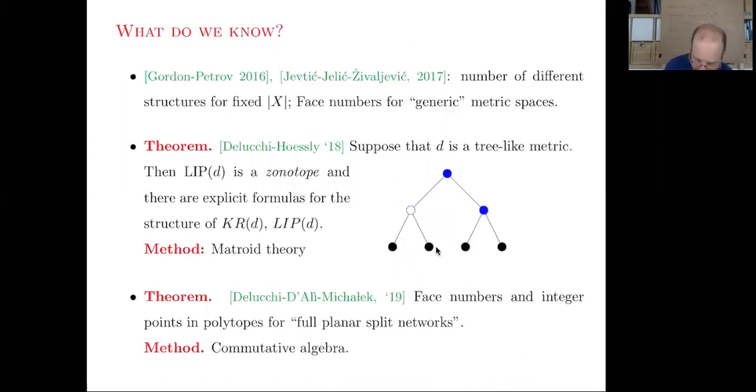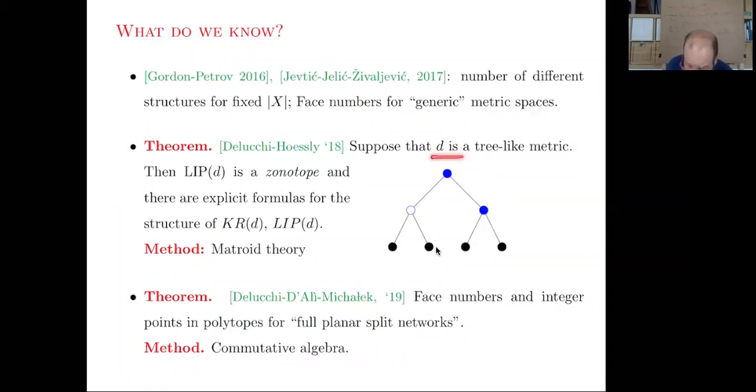First of all, there are some asymptotic results, right? A number of different structures, if I fix the size of the metric space and some generic things. This was done by Gordon Petrov and Yevgeny Zhivalyevich. And then, as far as I know, the first structural result is the one we obtained with my grad student, Leonard Oesley. And that's a bummer, it's for tree-like metrics, okay?